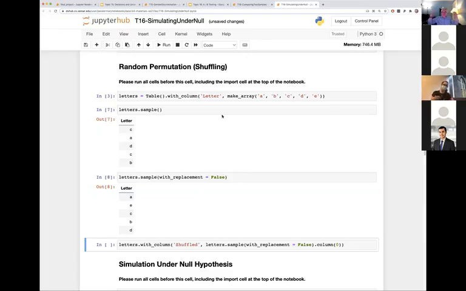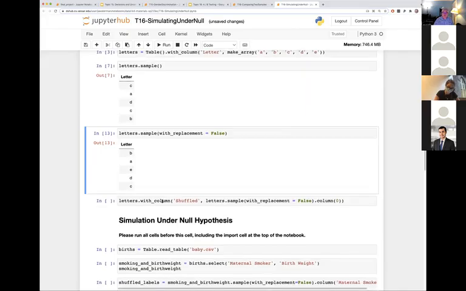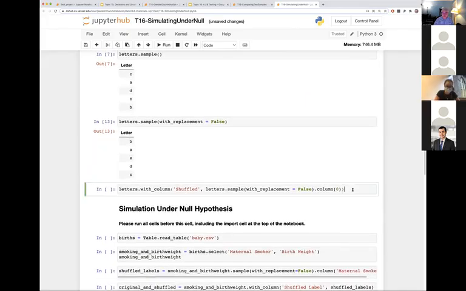Every row will appear from there, and you can notice that it's unique. And if we run it again, time and time again, each letter shows up exactly once. So that's what we're going to do to shuffle our labels, and we can do it with this line here. We're going to take our letters table, and add a new column to that table. We're going to call that the shuffled column, the column with the labels shuffled.